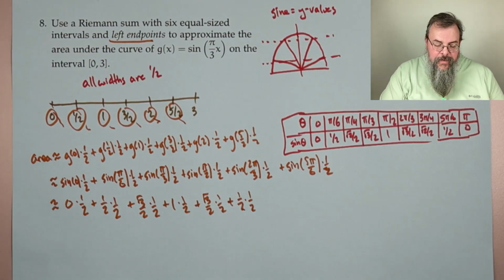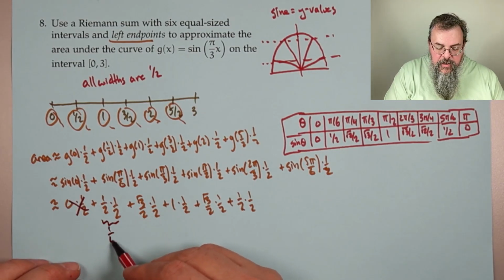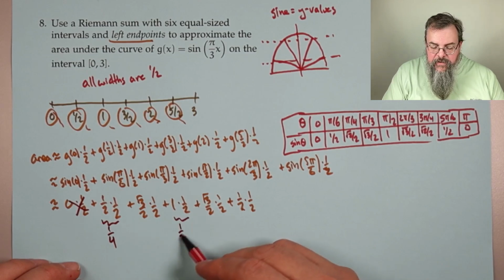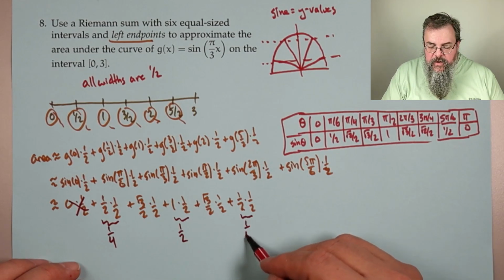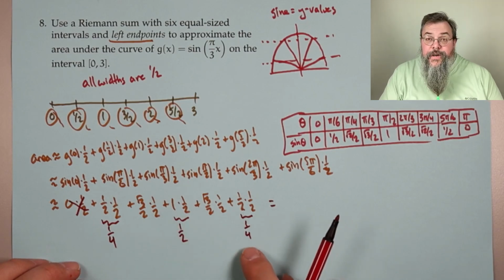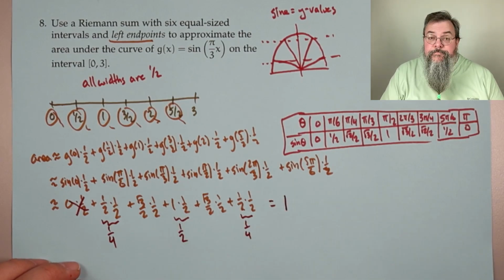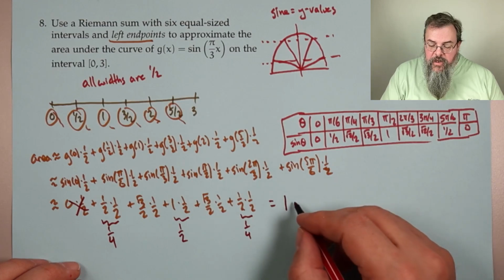All right, so we have here a quarter. Here's a half. Here's a quarter. If we put those together, a quarter plus a quarter is a half, plus a half makes 1. Plus.